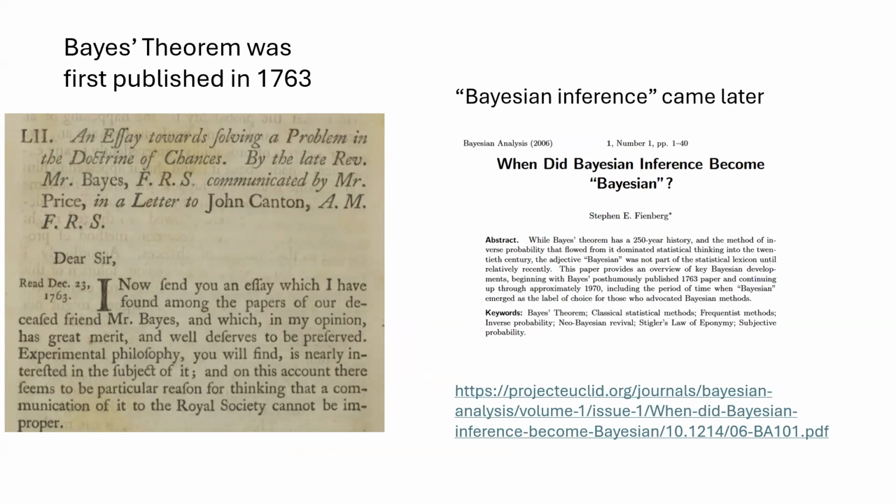Bayes' theorem, quote unquote, was first published in an essay, or at least derived from what was published in an essay in 1763 that was actually submitted posthumously by his friend, Mr. Price. And I included this link to this paper I thought was an interesting description of the history of what we call Bayesian inference, which is more modern than this.